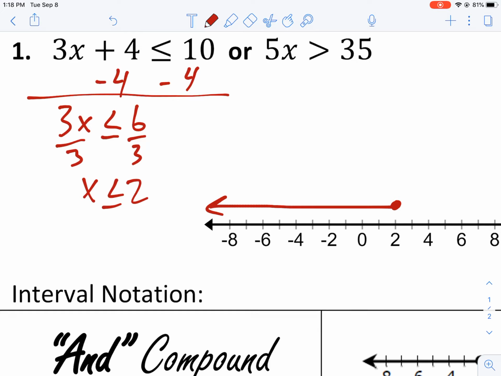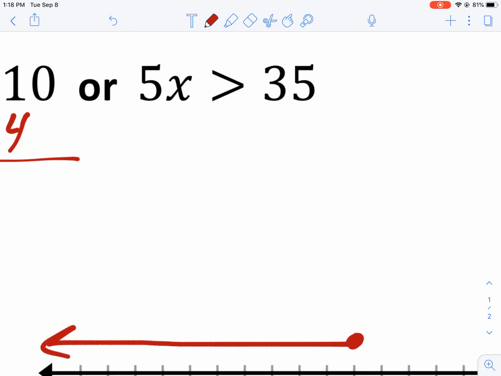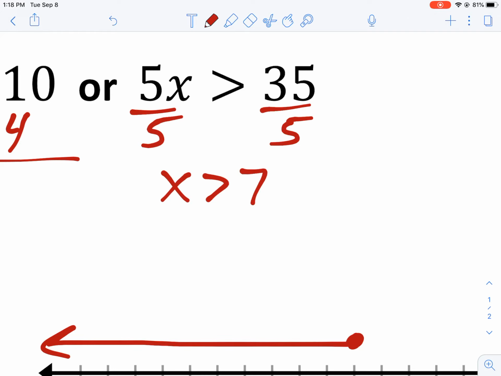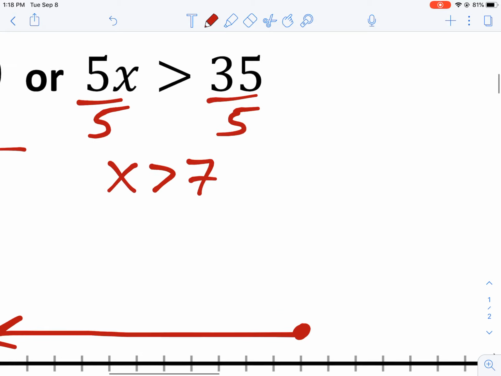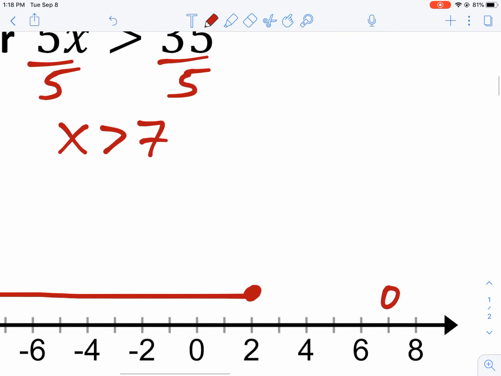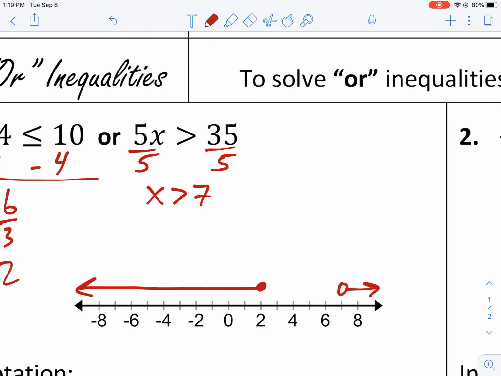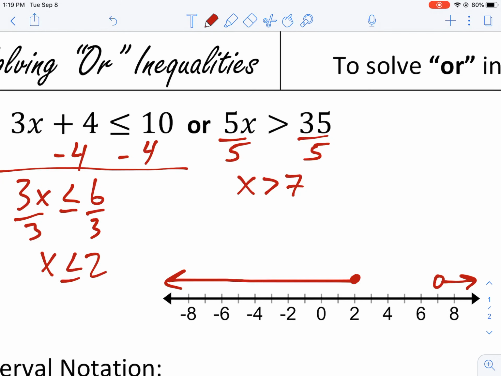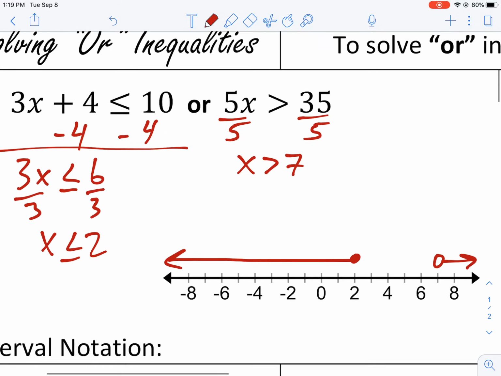Next, we are going to come over here. We're going to divide by 5. That gives us x is greater than 7. And now we graph that one. So this time, there's no line underneath, so we're going to have an open dot at 7. It's greater than, so we're going to the right. So here is our compound inequality. We have our first part, which is less than 2, our second part, which is greater than 7.